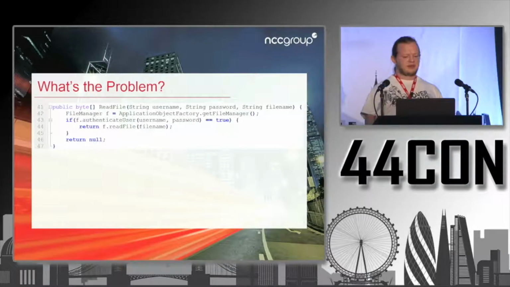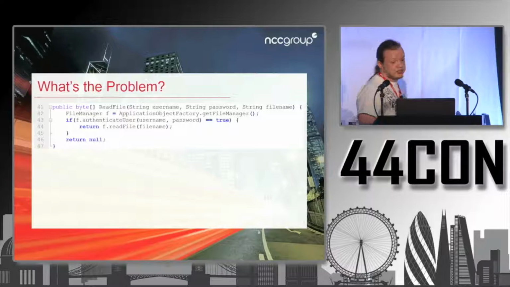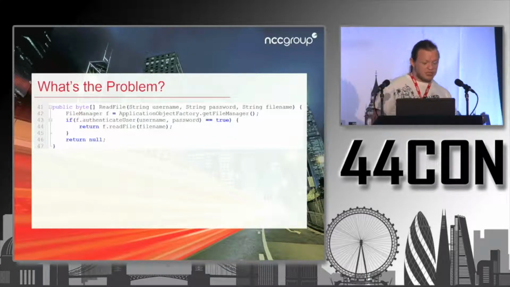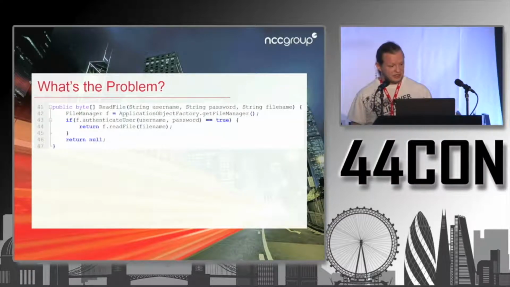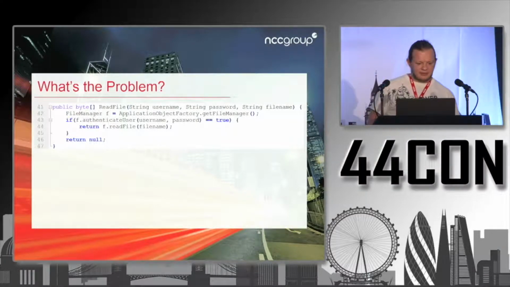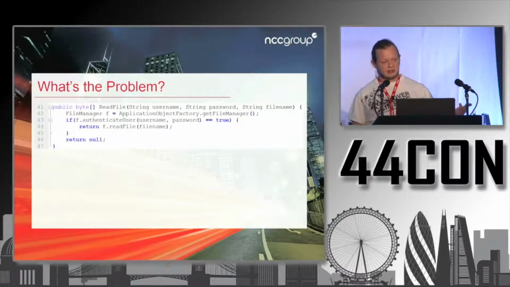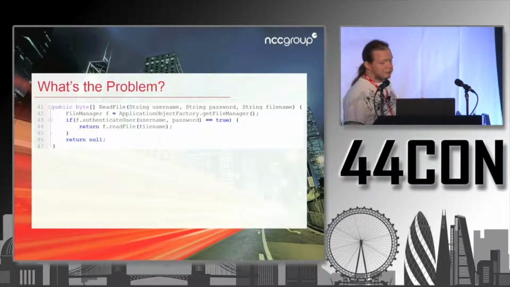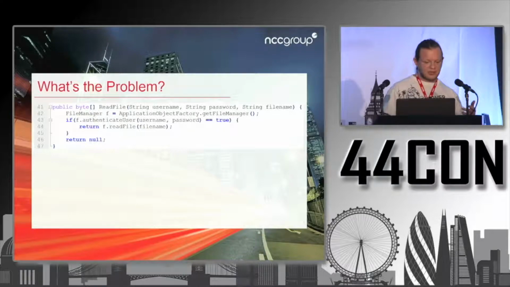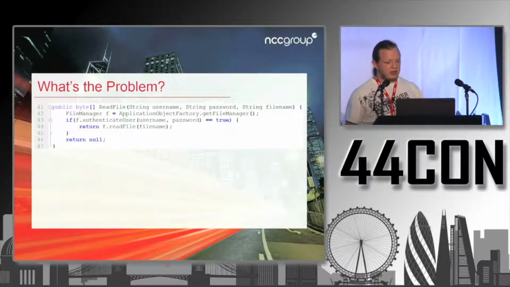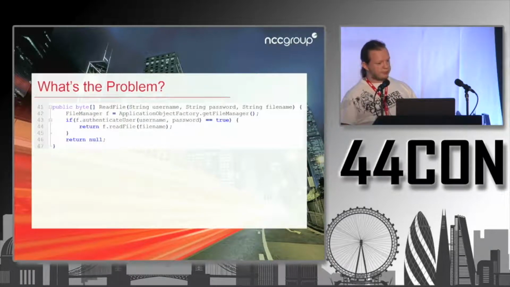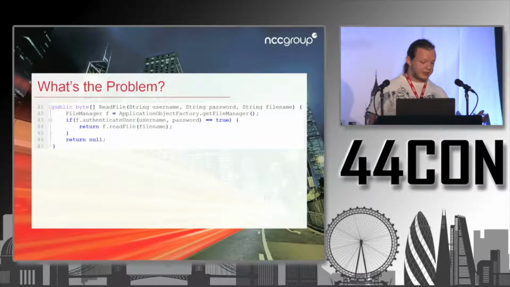So what's the problem with all of this? This is a fairly reasonable sounding method if this was on the server side of an application. Obviously, you'd have to look into the method calls that this makes to say whether it's secure or not, but we've got a read file method that accepts a username, a password, and a file name. It gets this file manager object. It then calls the authenticate user method to check if that username and password are a valid user. If that returns true, then it returns the result of the read file method for that file name.